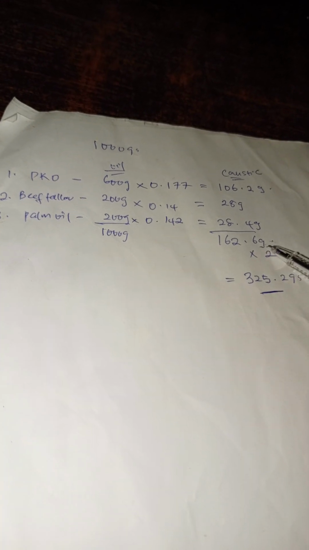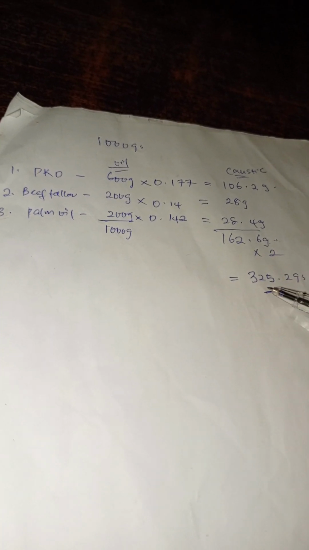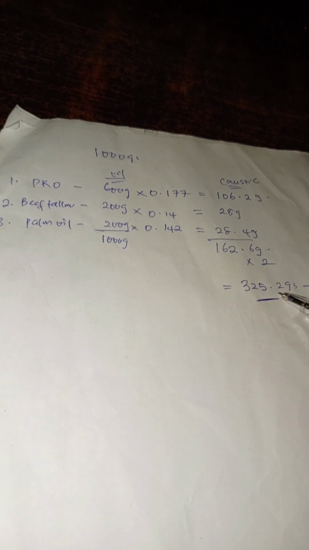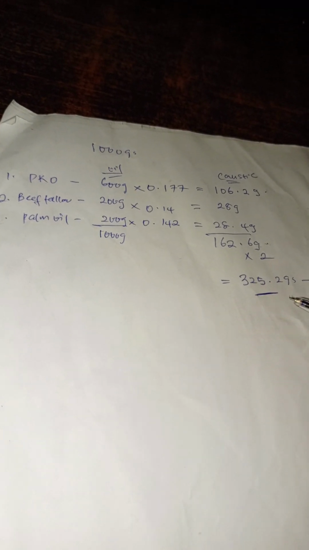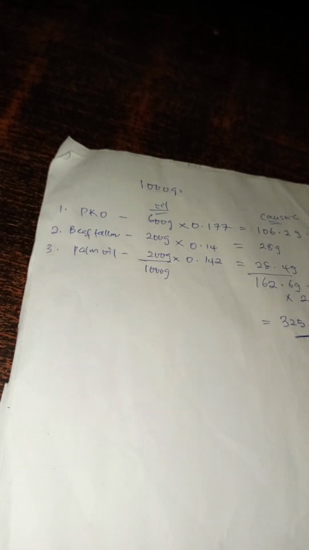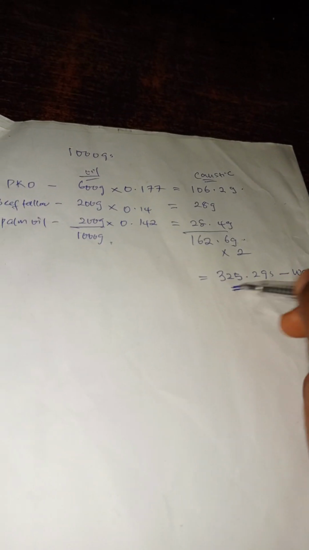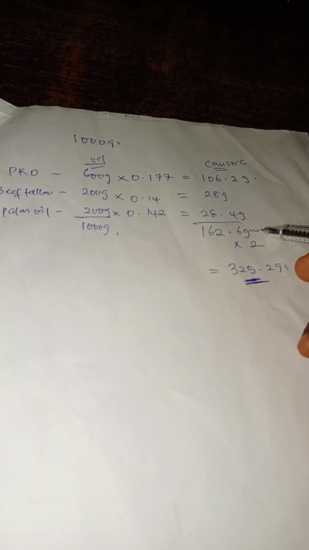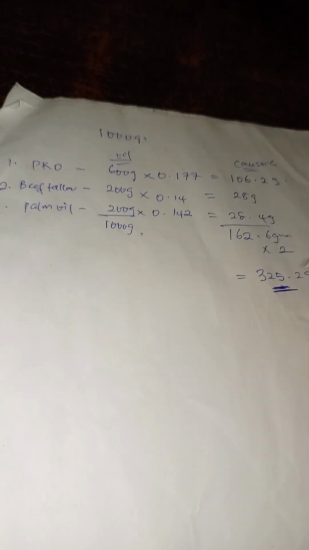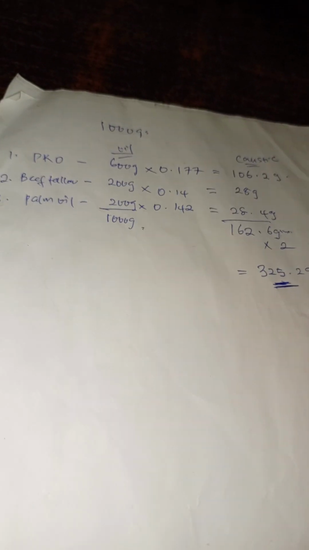So when you dissolve 162.6 grams of caustic with 325.2 grams of water, you will use it to make your 1000 grams of oil. I don't know if you understand. This is your water you're going to use to dissolve this. When you dissolve it, you use it to make your 1000 grams of oil. As simple as that.